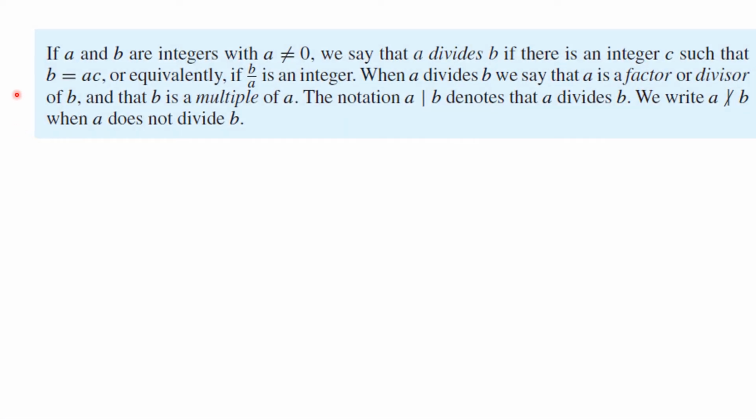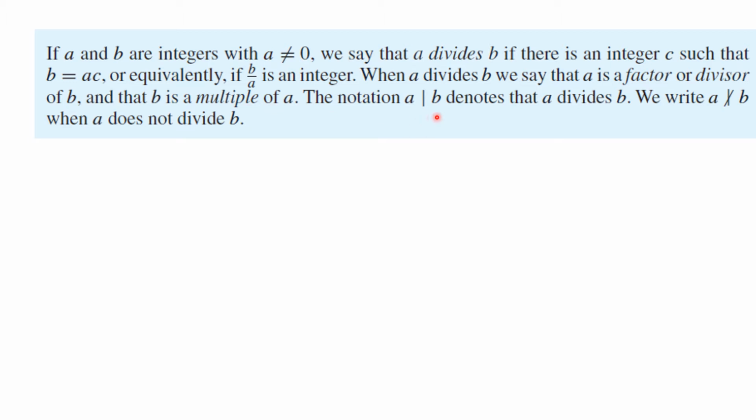So let's begin with a definition. In fact, we'll have a series of definitions. If a and b are integers and a does not equal 0, we say that a divides b if there is an integer c such that b equals a times c, or equivalently if b divided by a is an integer. When a divides b, we say that a is a factor or divisor of b, and that b is a multiple of a.